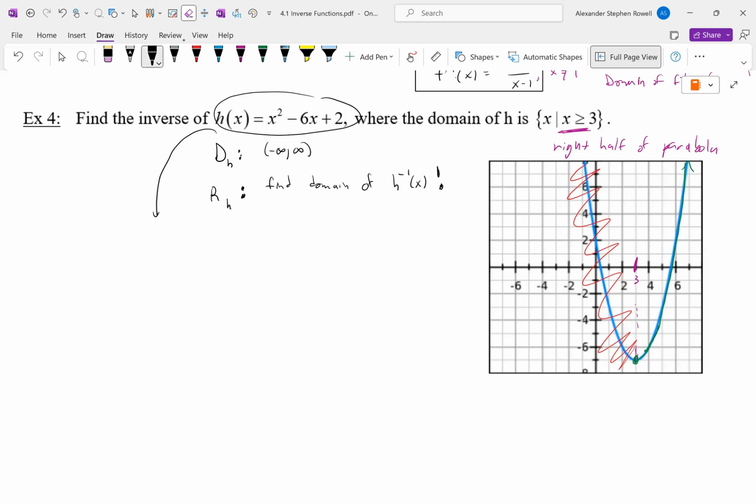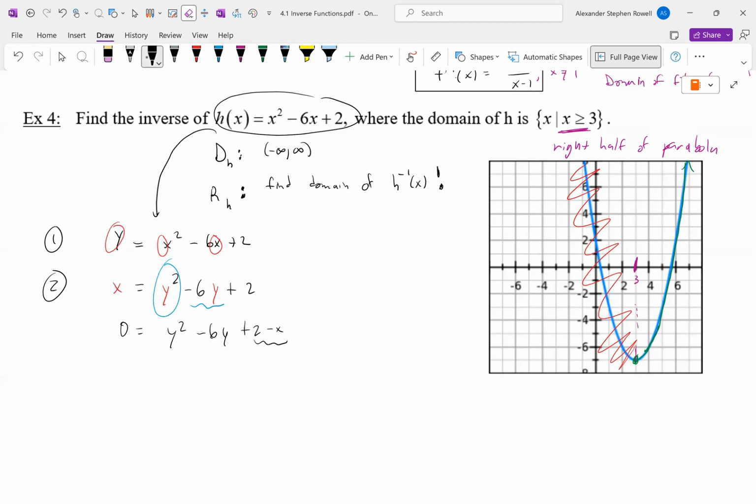So the process: replace h of x with y. That's step 1. Step 2 is what? Switch the x and the y's. x is equal to y squared minus 6y plus 2. How do I solve for y if I have a y squared and a y term? I'm not going to be able to factor, because I have to make one side 0, and I can't really factor that. Does that make sense? What's the next thing you would try?